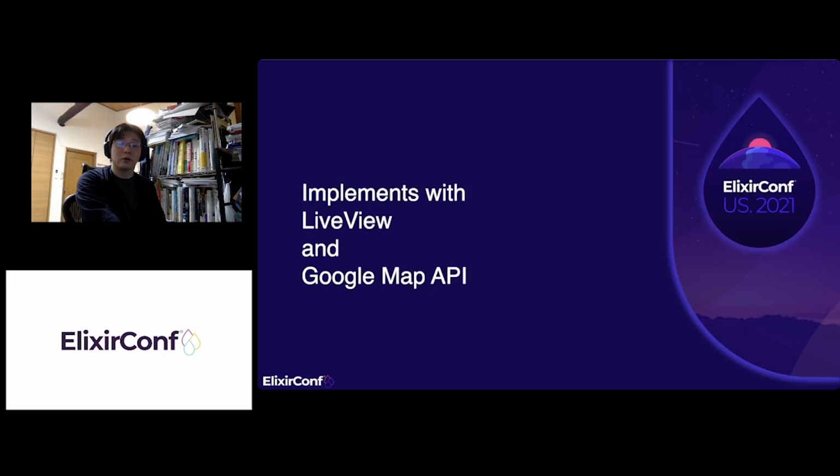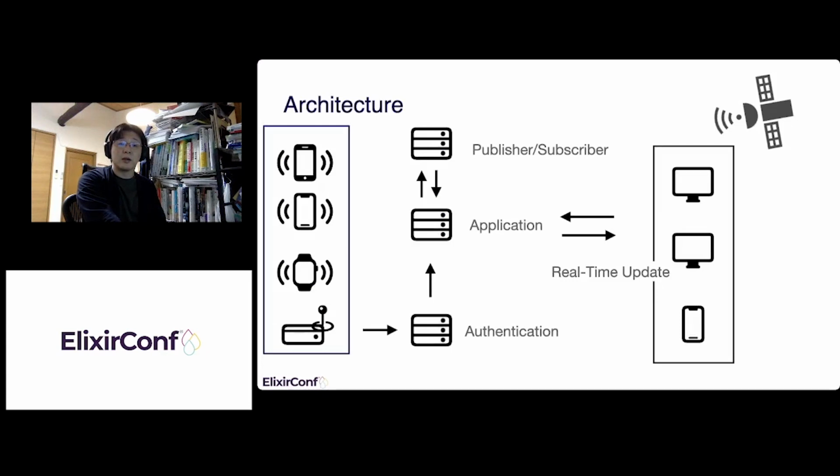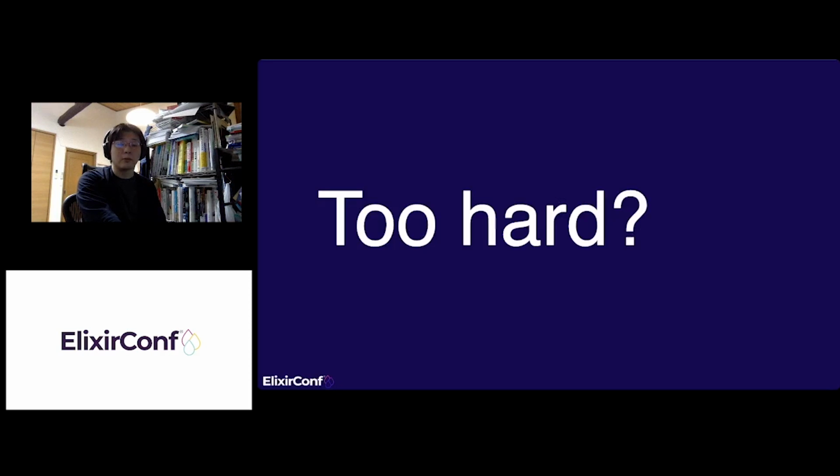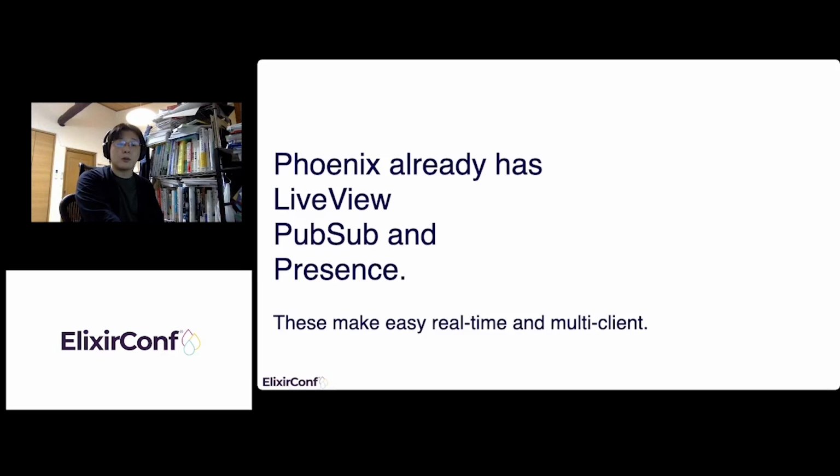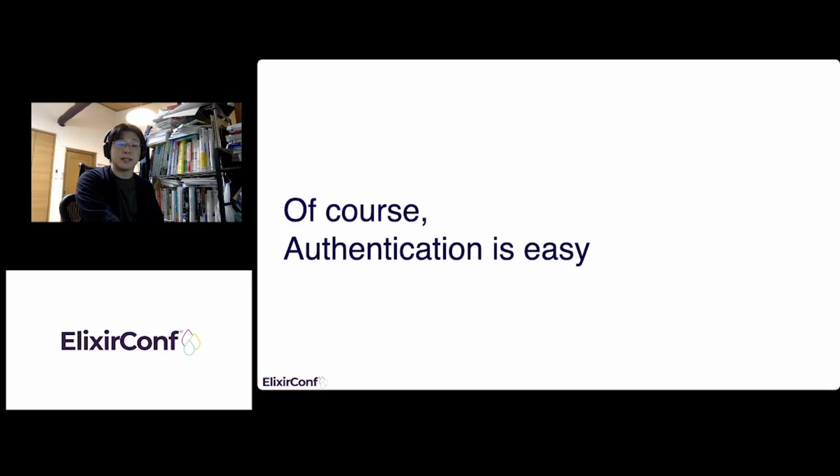Implement with LiveView and the Google Maps API. Overview of the architecture. Let's begin with four components: local device, authentication, application and database, and publisher-subscriber to update multiple clients at the same time. Do we have to build that? No. Thankfully, Phoenix already has LiveView, PubSub and Presence. This makes it easy to build real-time, multi-client apps. Of course, authentication is easy. Let's look at the components in order.